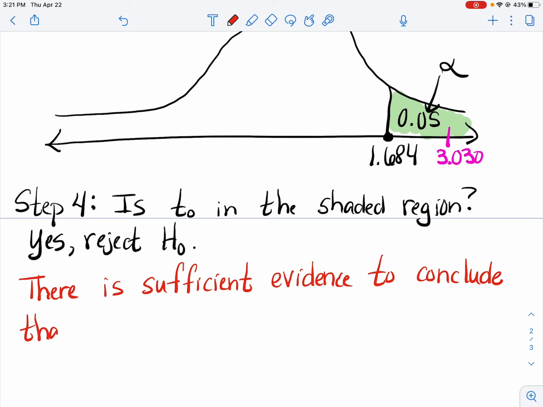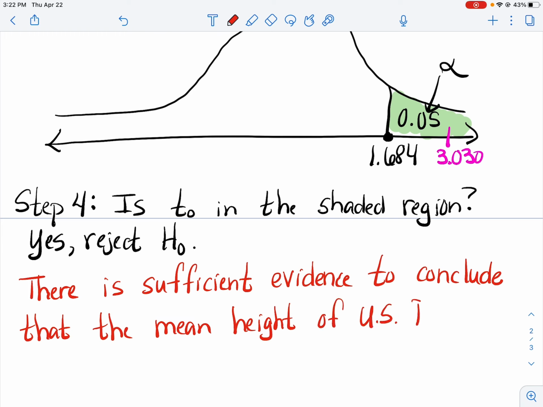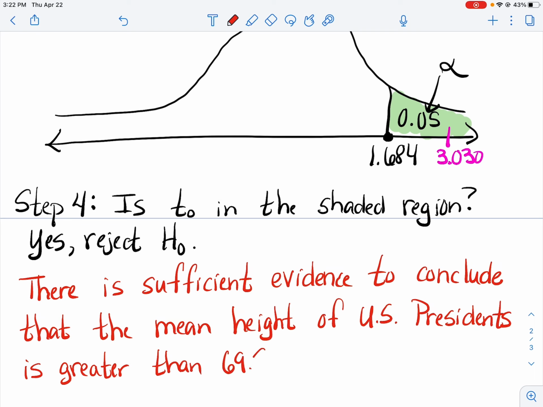So to conclude that the mean height of U.S. presidents is greater than 69.5 inches. In other words, U.S. presidents are taller than the average American male.